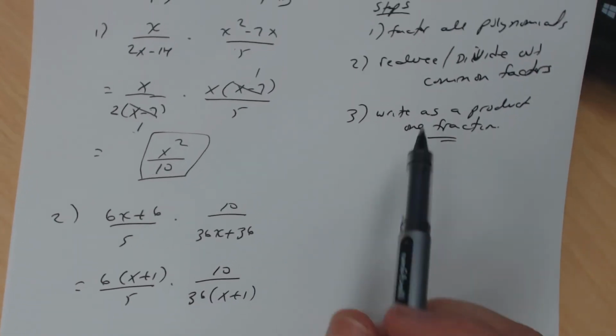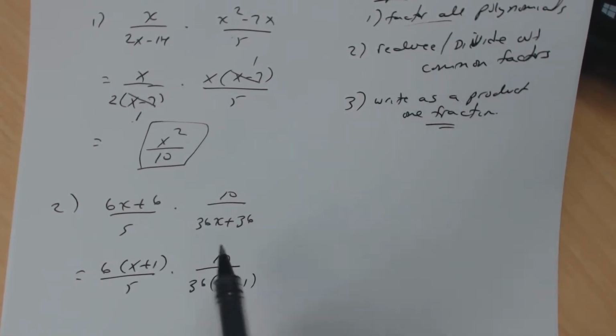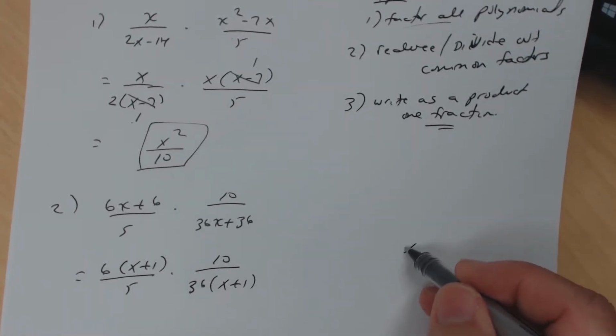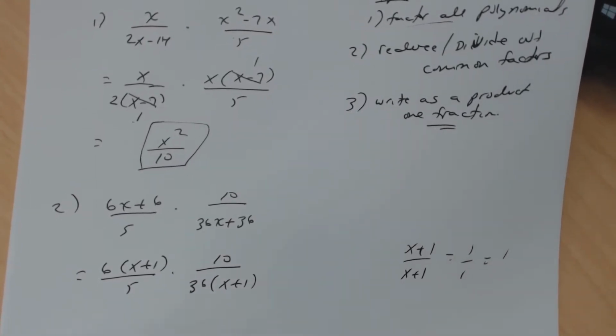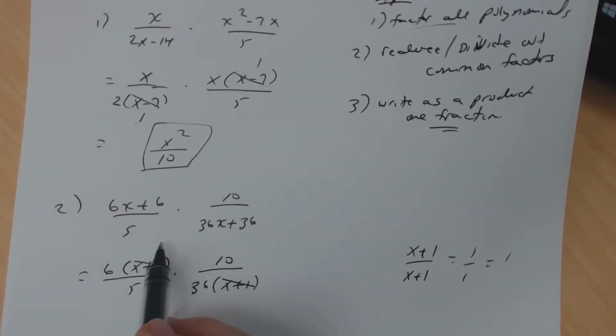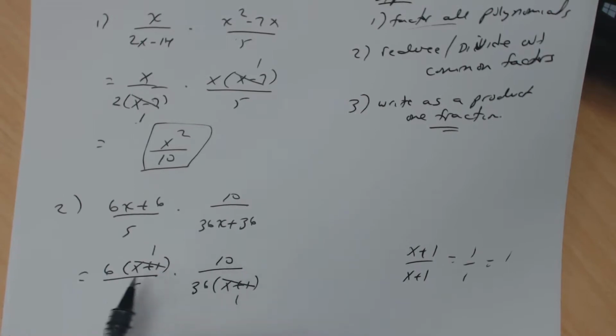All right, so I did the first step. First step is to factor all polynomials. Second step is to reduce or divide out. In other words, see these x plus 1s, I can divide those out because they're exactly the same thing. It's kind of like saying x plus 1 divided by x plus 1 is 1 over 1, which is 1. It's a good idea, when you divide them out, to actually put factors of 1 in their places, because x plus 1 divided by x plus 1 is 1 over 1, which is 1.